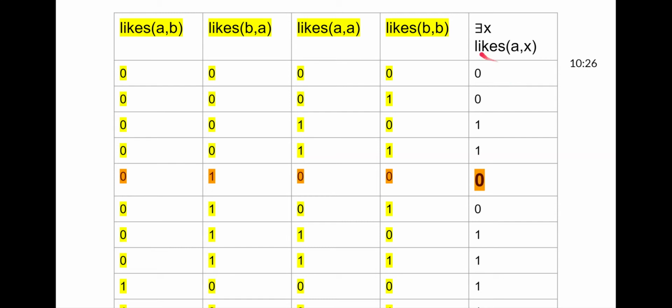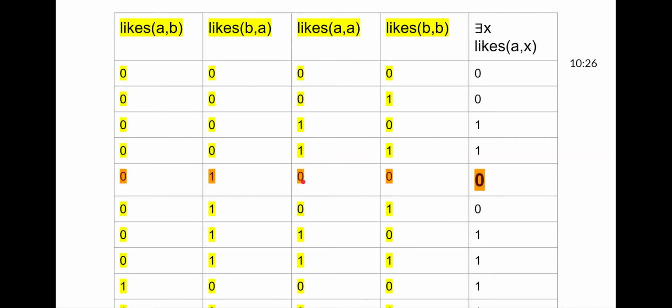And now we can evaluate the logical sentence, there exists an X such that A likes X. Intuitively, we can look for A as the first argument of likes and see if there is a one. Anytime there is, we will get one of these to be true. And because this is a there exists, we only need one of them to be true in order for the sentence to evaluate to true.